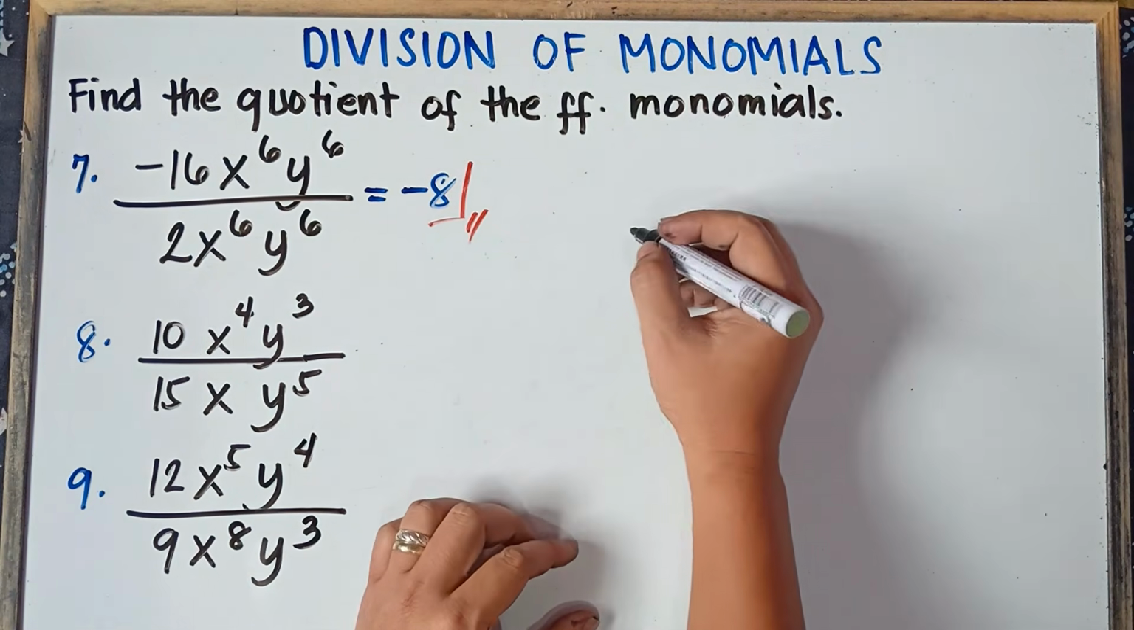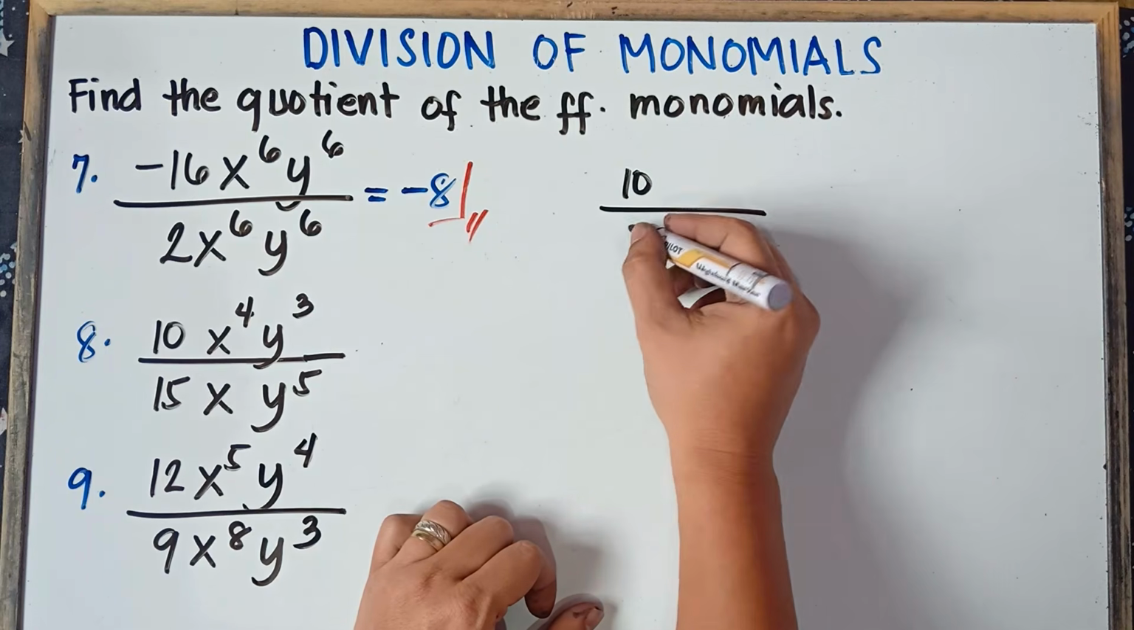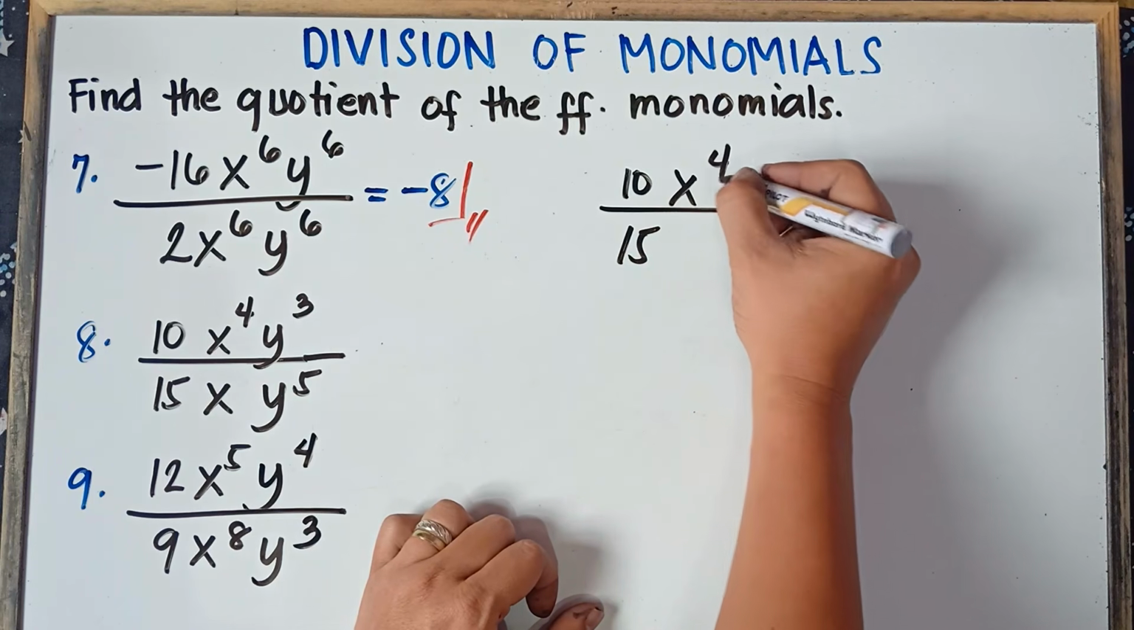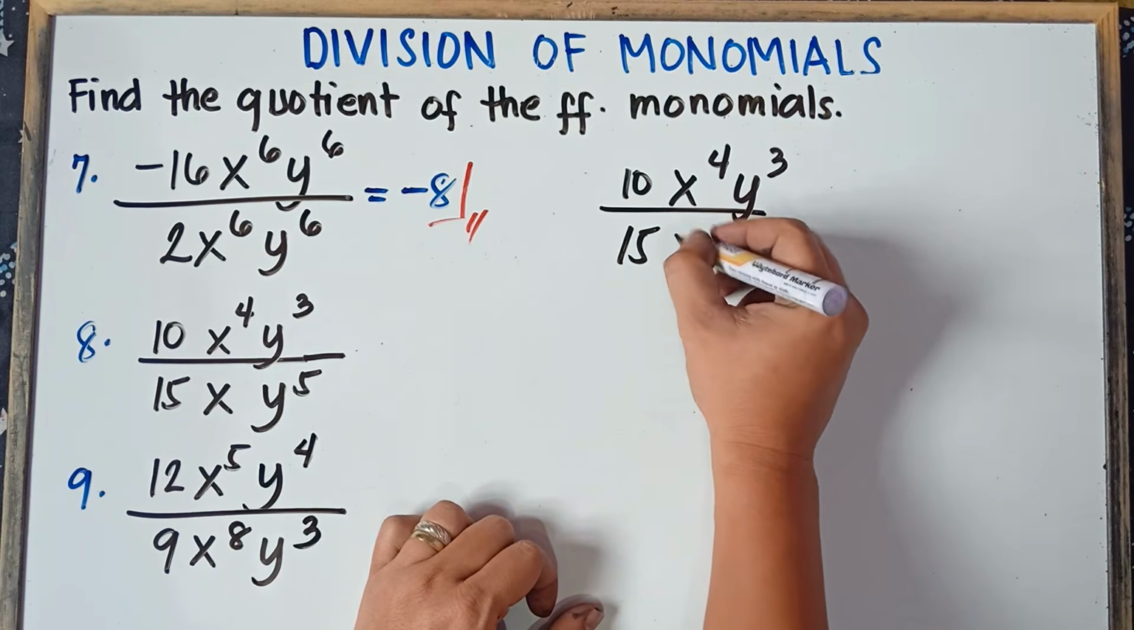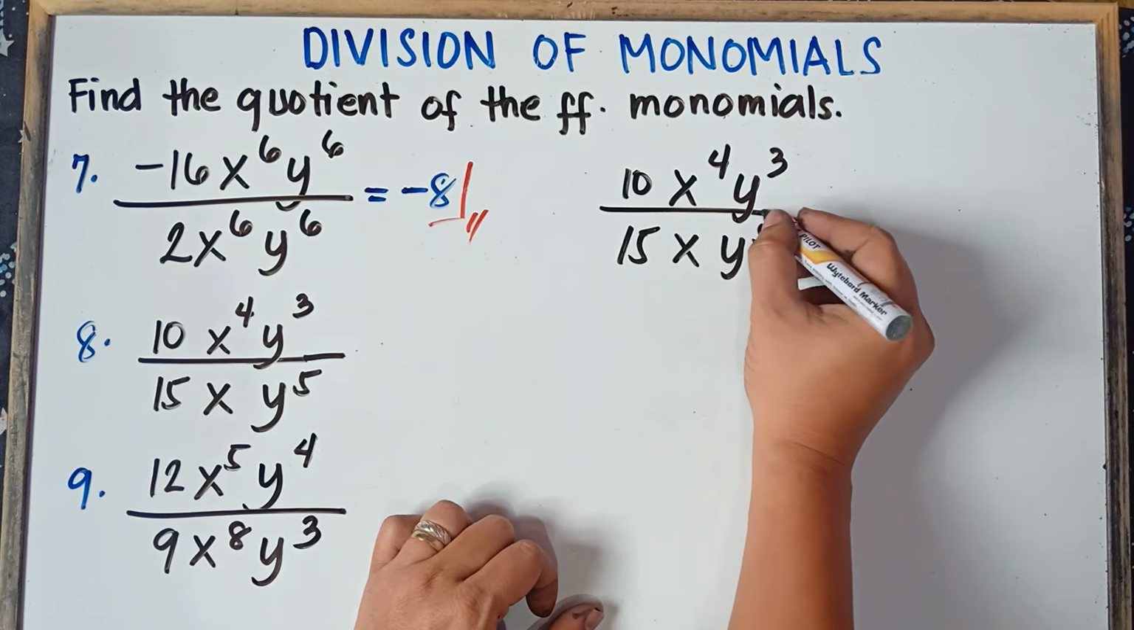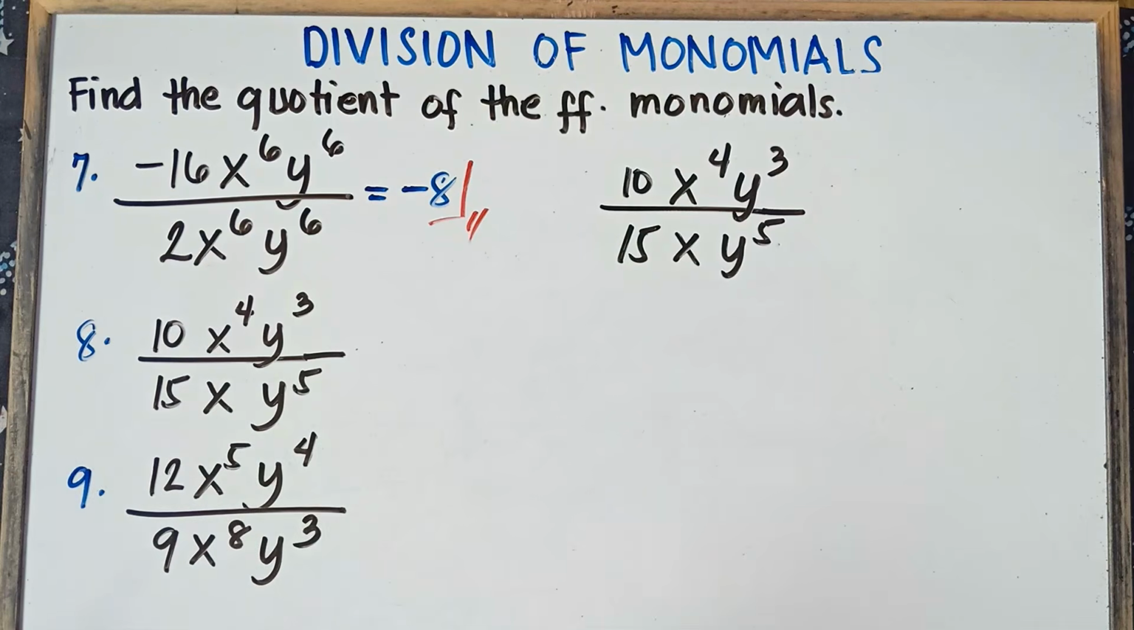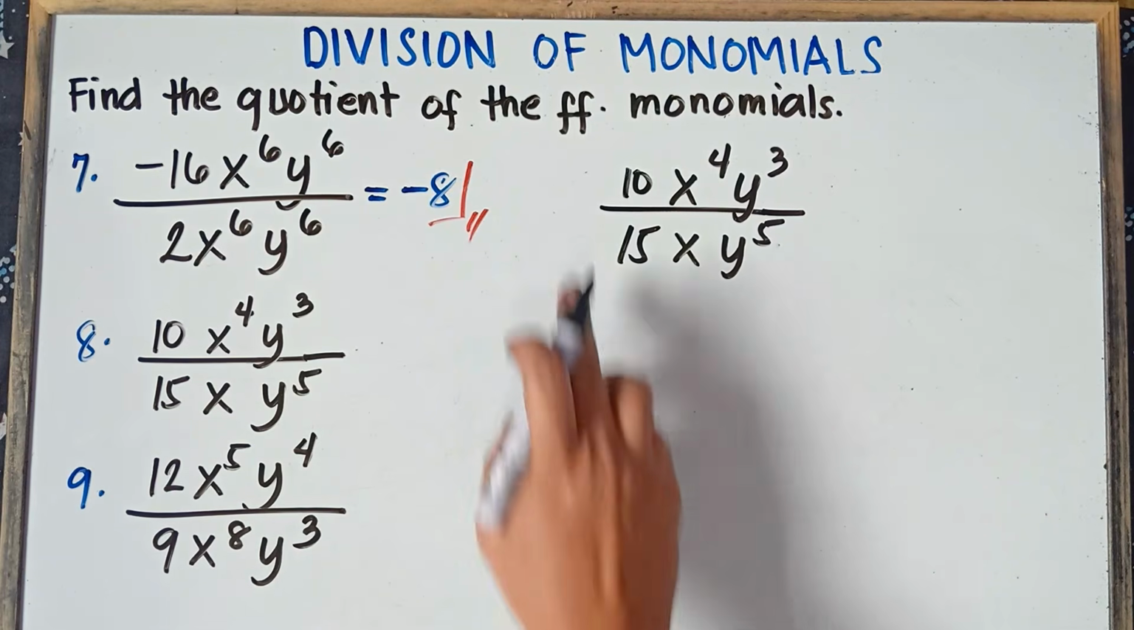Alright, so let's have example number 8. We have 10 over 15, x raised to the power of 4, y raised to the power of 3, over x, y raised to the power of 5. So for numbers 8 and 9, this will be quite tricky, class. So for number 8, you divide first the numbers.